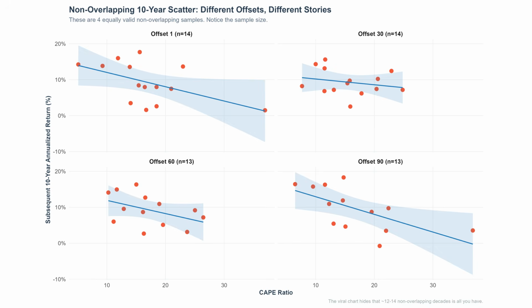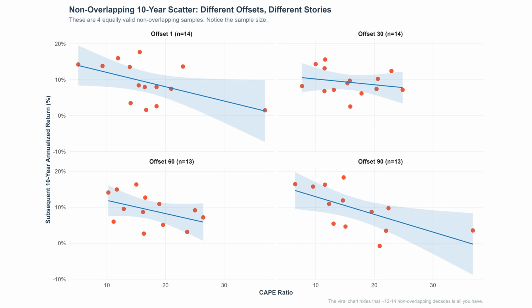Stock market, the specific visual you get and the specific regression slope you calculate depends heavily on exactly which calendar month you arbitrarily decide to start counting from. We call that starting point the offset, right? Yes. If you use offset 1, you are starting your decade blocks in January of the first year of data.